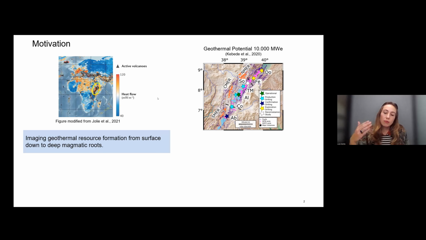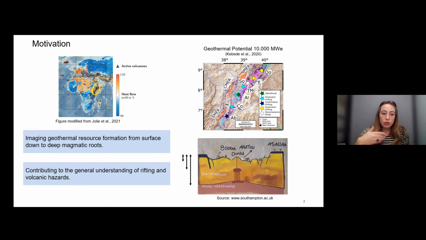So our aim was, with magnetotellurics, because it is super apt to image conductive magma and conductive geothermal systems, to image these systems from the deep magmatic roots and thus the heat source to the surface. And while doing so, we also hope that we can contribute to the general understanding of rifting and volcanic hazards as it has been depicted so far.